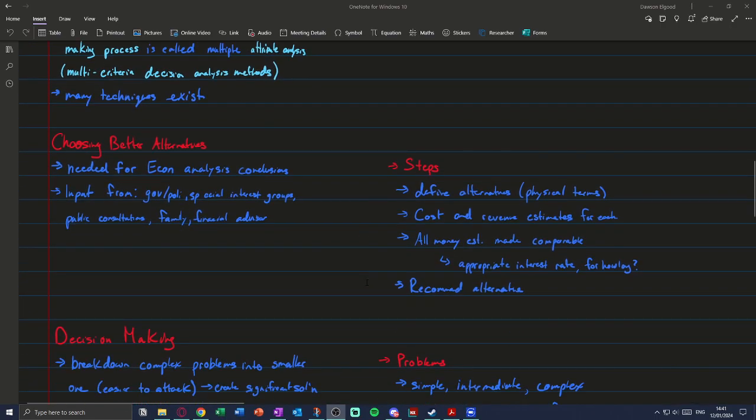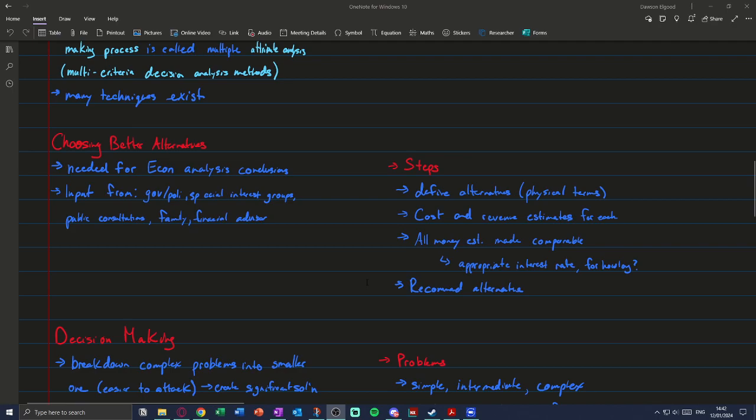So when you're choosing the better alternative, you need to have an analysis conclusion. Needed for economic analysis conclusions. Okay. So I think basically what I was trying to say was essentially you need to choose an alternative.